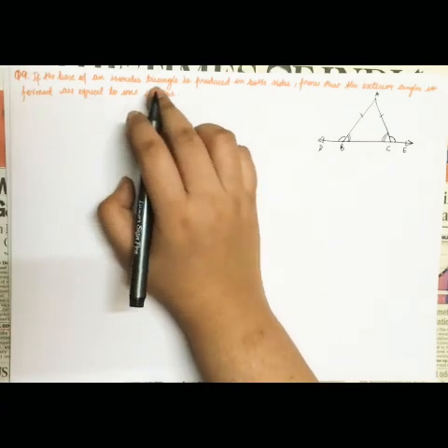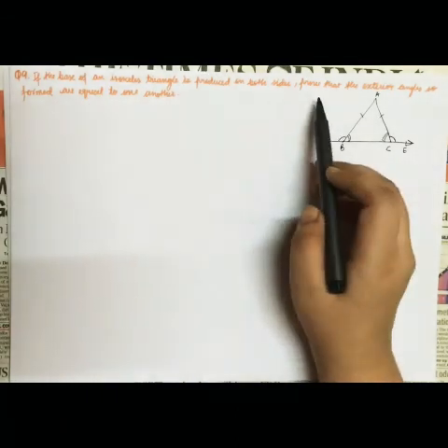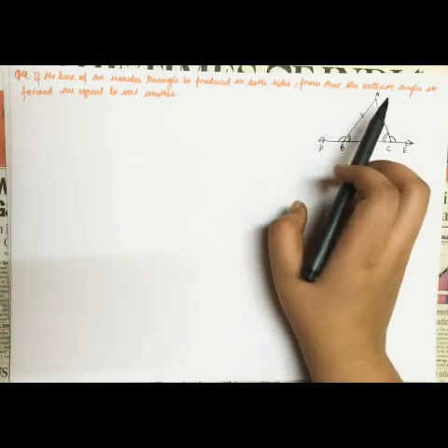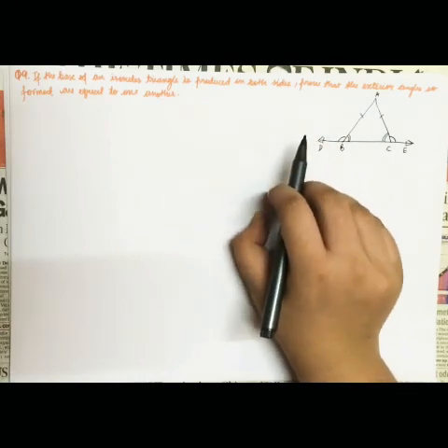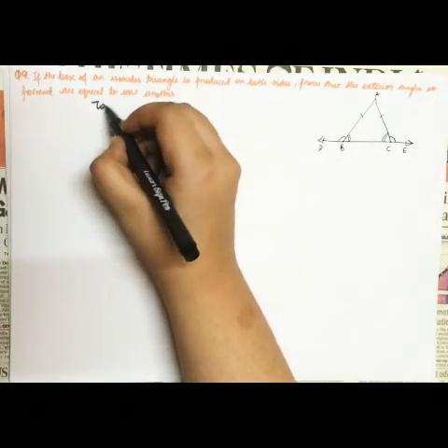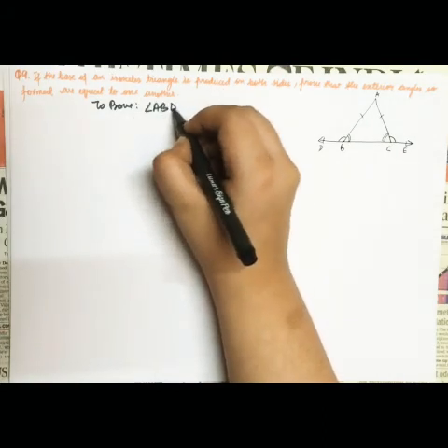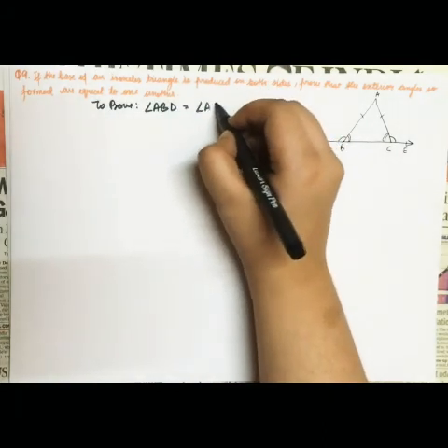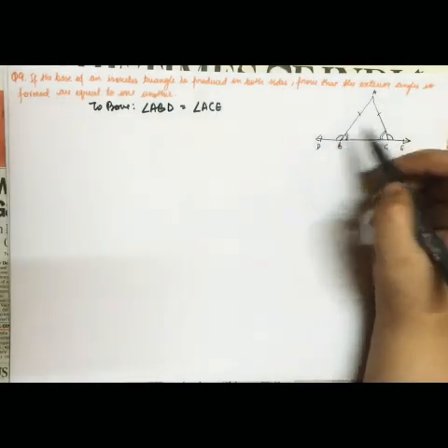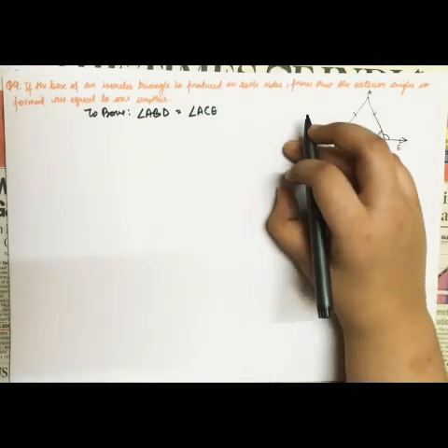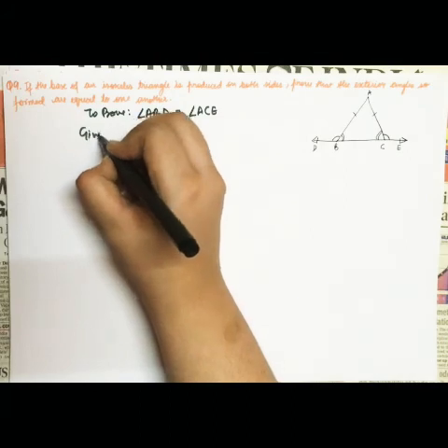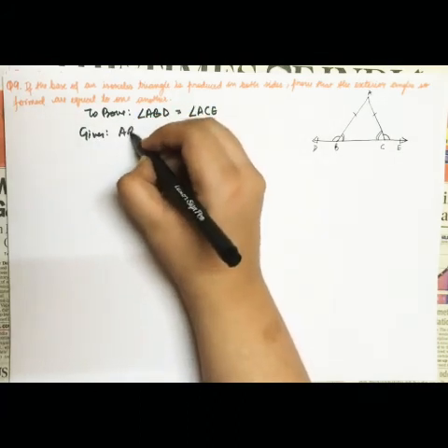Now question number 9. If the base of an isosceles triangle is produced on both sides, we have to prove that the exterior angles so formed are equal to one another. So in this we have to prove that angle ABD is equal to angle ACE. The exterior angle ABD is equal to angle ACE. So in this we are given that AB is equal to AC.